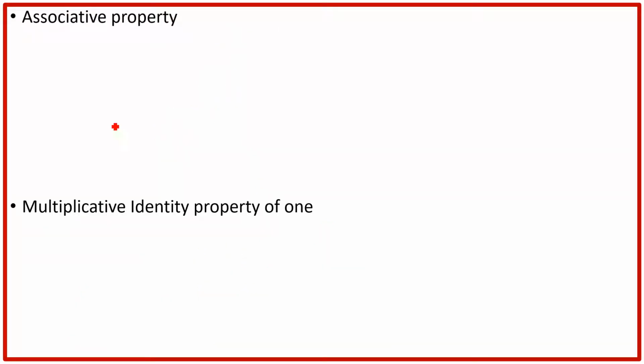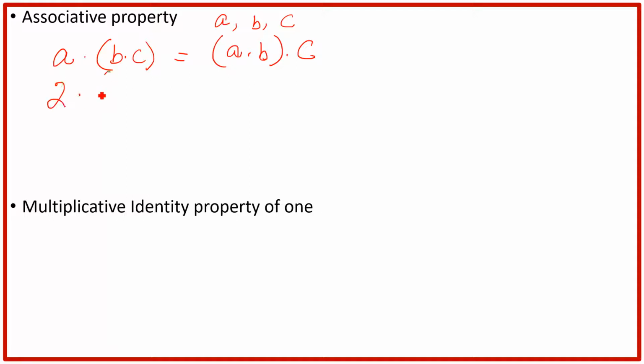Third is the associative property. Suppose we have a, b and c, any three whole numbers, or we can say x, y, z, any three whole numbers. Then (a dot b) dot c equals a dot (b dot c). Dot means multiplication. Suppose the value of a is 2, the value of b is 3 and c is 2.